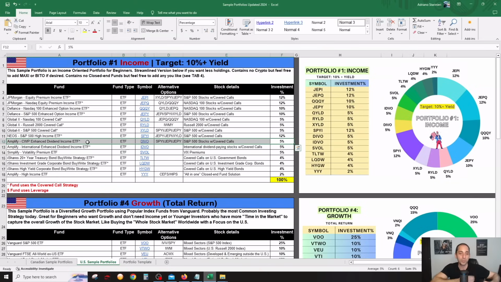In Canada, not so much, but there are more and more coming out. I think it's just the best way to go if you're a beginner, honestly, using indexes. Whether it's growth or income, you could use indexes for either now.